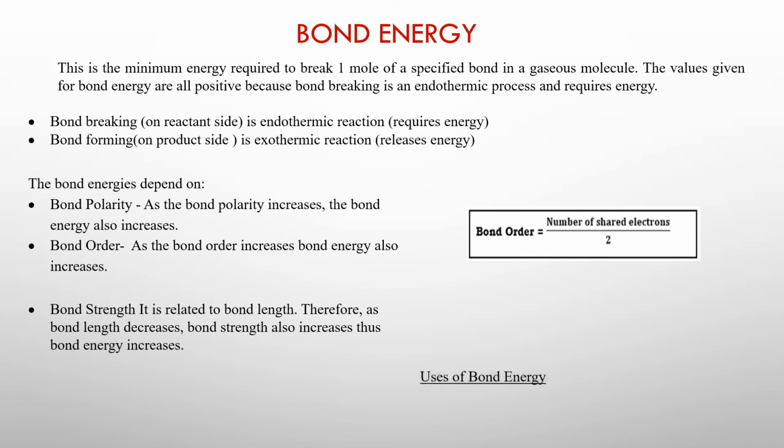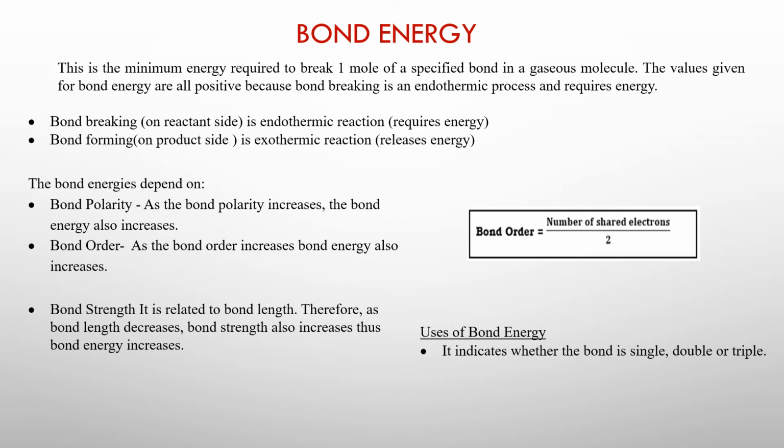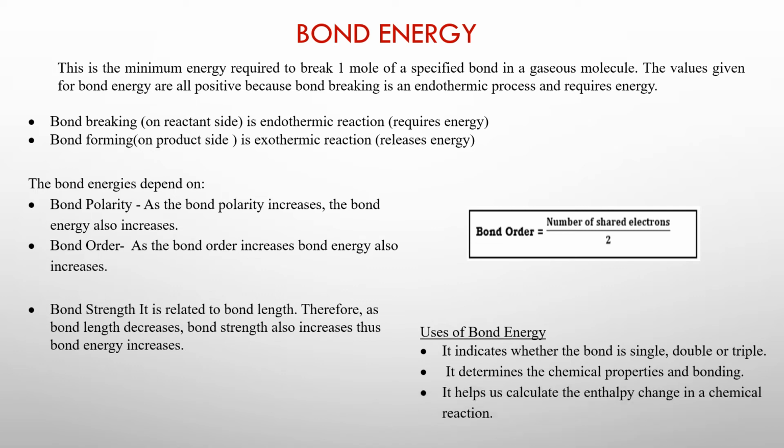Some of the uses of bond energy are: it is used to indicate if the bond is double, single or triple. It is also used to determine the chemical properties and the bonding. And then it allows us to calculate the enthalpy change in the chemical reaction, which is what we are going to be doing now.